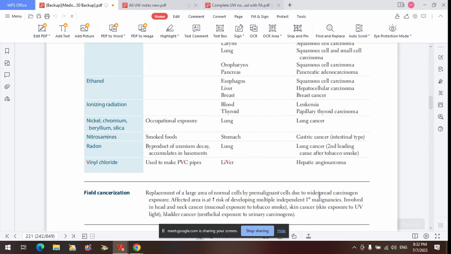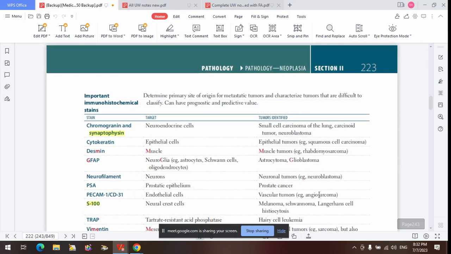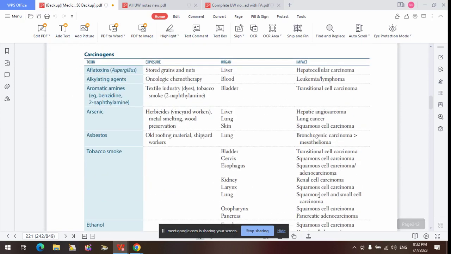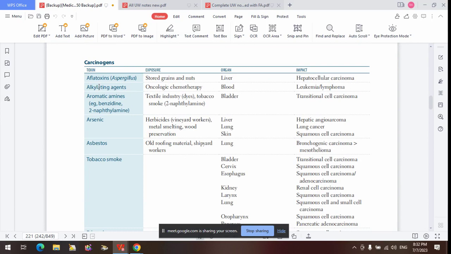Then we talk about the carcinogens and what they cause. So I said aflatoxin is present in these stored grains and nuts, and they are produced by Aspergillus. So if we store grains and nuts for a long time, they can get contaminated with the Aspergillus, and the Aspergillus will grow and release the aflatoxin, and this aflatoxin can initiate hepatocellular carcinoma of the liver.